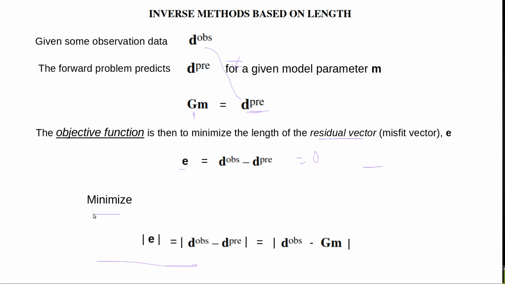So our objective function is cast as finding the length. The magnitude of the residual vector is the length. We try to find the minimum length for the residual vector, where E is given by D observed minus D predicted. So this is how you cast an inverse problem, and this is what we try to solve now. We're going to look up procedures to solve this problem. So it's a minimization problem.